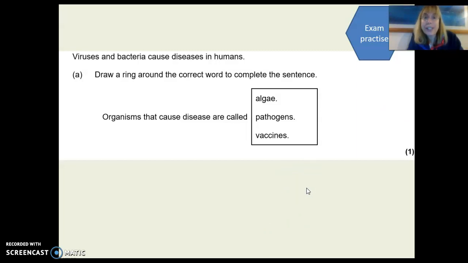Okay, so which one did you go for? Well done. It is, of course, pathogens. We've got to remember that some bacteria and some fungi are perfectly wonderful, such as the bacteria that creates yogurt, and of course the fungi that gives us delicious mushrooms. So it's only those disease-causing ones that are called pathogens.